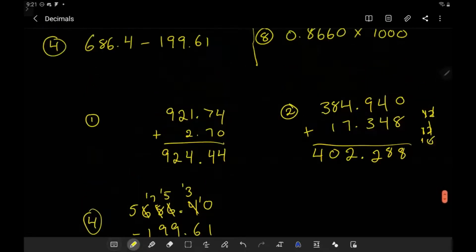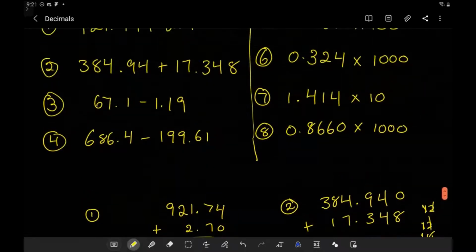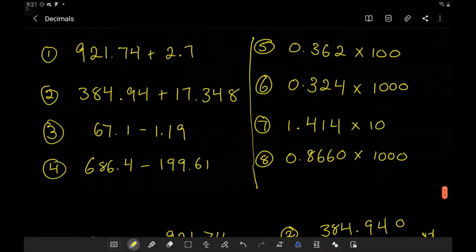All right, so I'm not going to do number 3. You can handle that one. Okay, so number 5, we want to multiply that by 100. All right, so I'll do these right here.